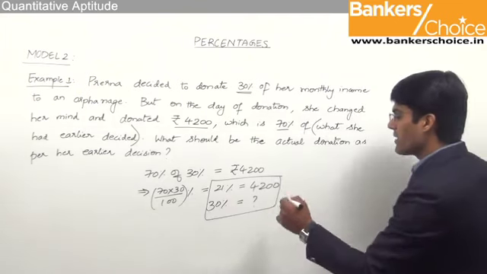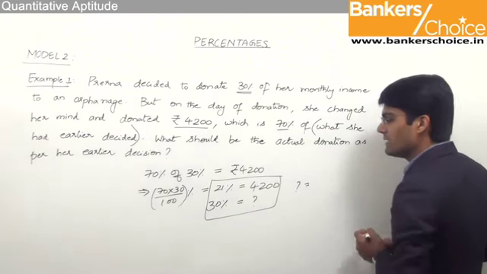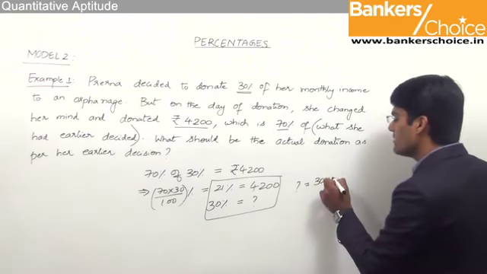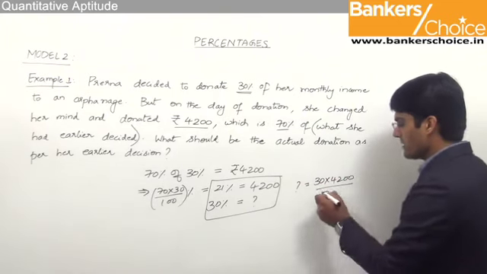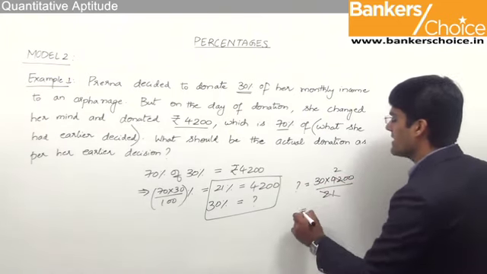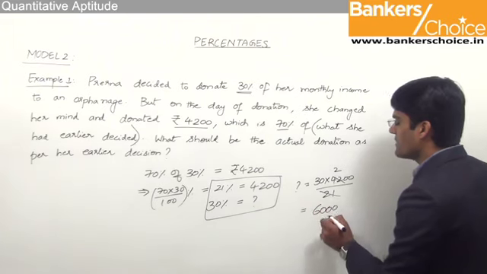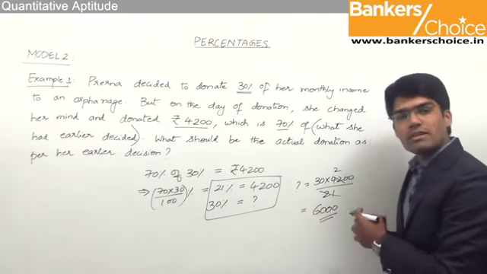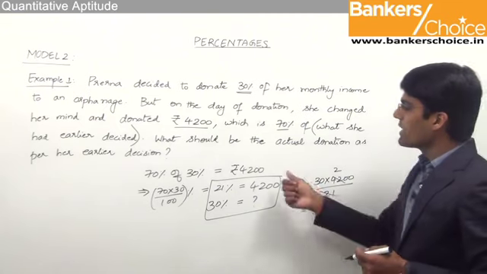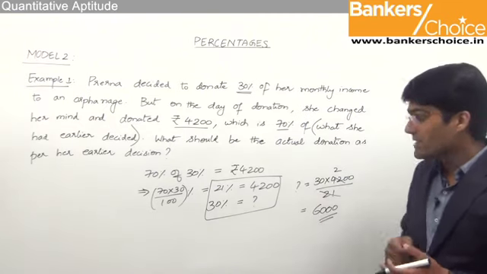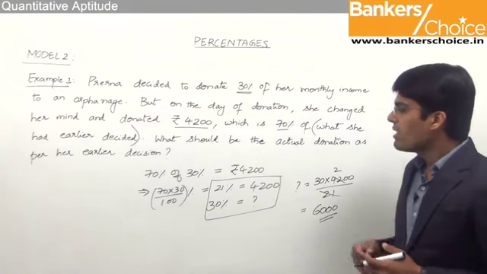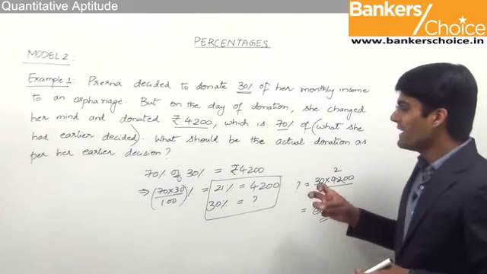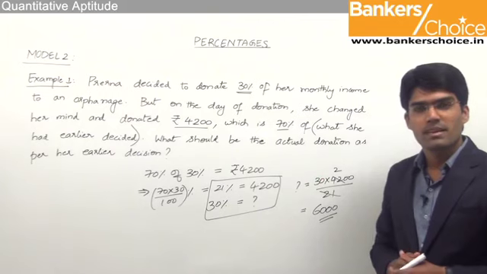So again, by cross multiplication, we can say that this should be equal to 30 into 4,200 divided by 21. Now this goes 2 times. So the answer here will be 6,000 rupees. So the actual donation has to be 6,000, but she has donated only 4,200, which is 70% of the actual donation. So this is how we can use percentage in solving such questions.